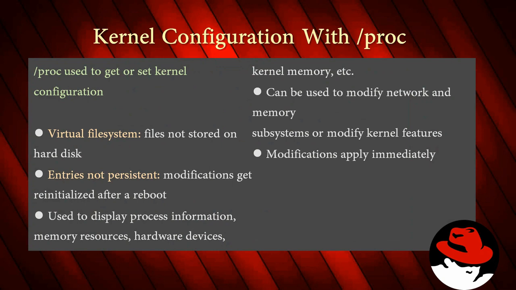You can configure virtual file systems. You can create your own file systems. The files are not stored on the hard disk. It is virtually there. Then you can create entries that are not persistent. The modifications get reinitialized after a reboot, which is used to display process information, memory resources, hardware devices, kernel memory, and so on. You can also use the configuration to modify network and memory subsystems or modify kernel features. The modifications are generally applied immediately after you change the configuration. You don't need to restart your system.